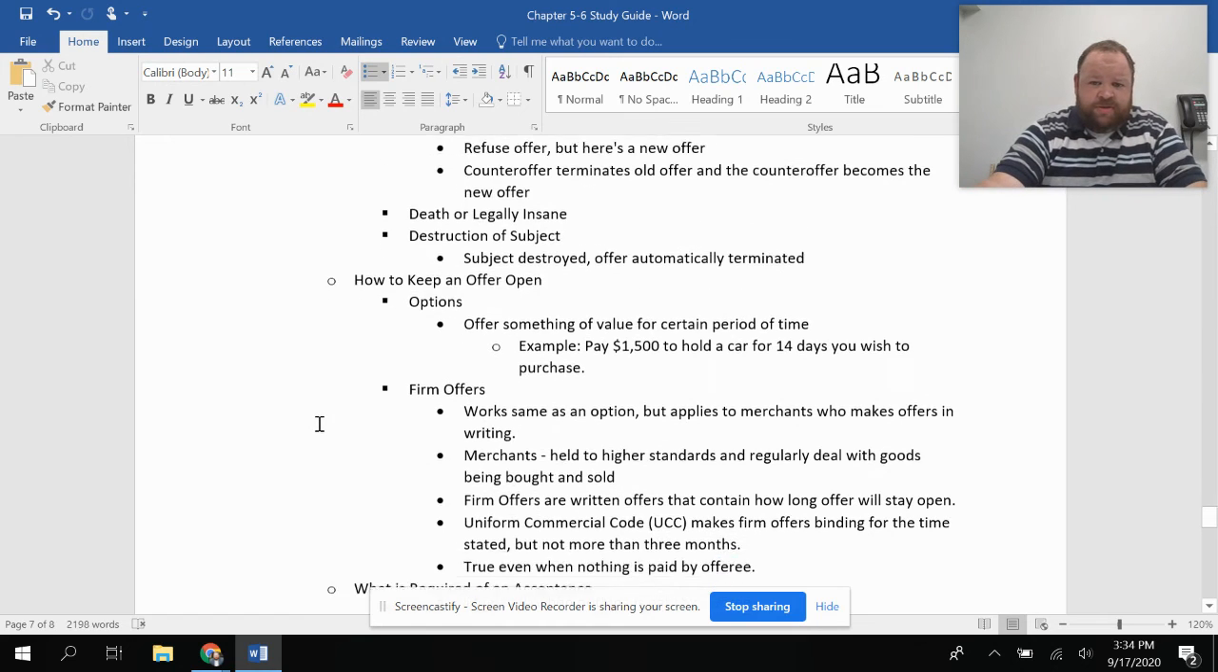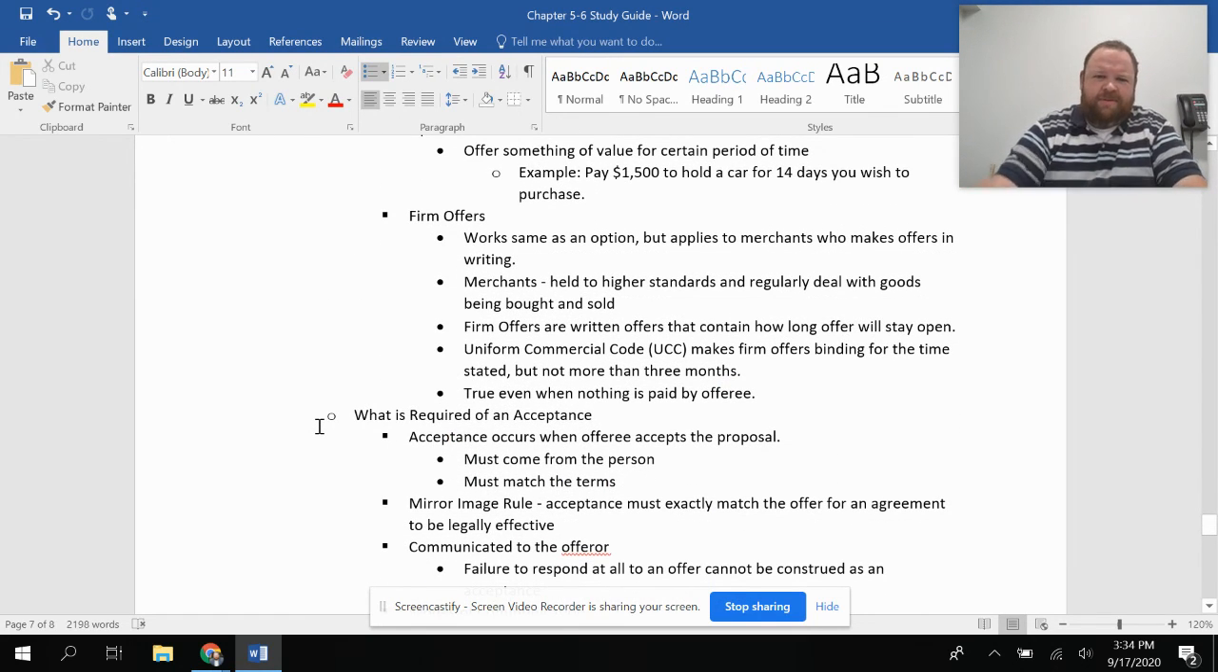Firm offers are something that mainly happen from company to company, or as we call them, merchants, right? Merchants are held to higher standards because they buy and sell goods on a regular basis. Firm offers are written offers that contain a statement that the offer will stay open. The Uniform Commercial Code makes offers binding for the time stated, but not more than 3 months.